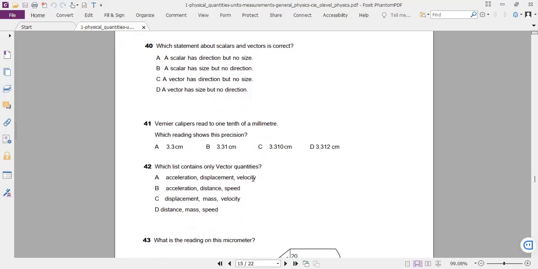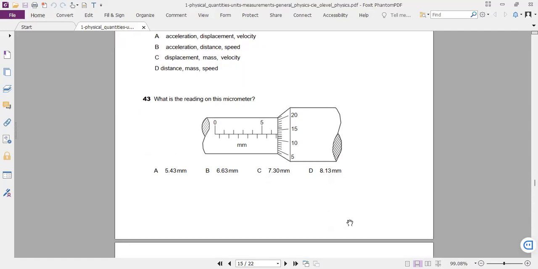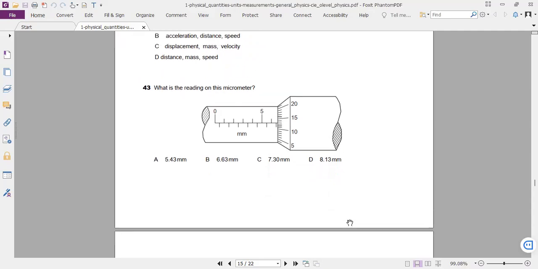Which list contains only vector quantities? You should be able to do this question, and we need to have the reading. So we have 5. I think we have done this question. So we have 6 passed and 6.5. 6.5 already gone. And then we have number 10, 11, 12, 13. Number 13 is matching. So we have 6.5 plus 13 multiplied by the least count, which is 0.05. And that gives you the reading of the micrometer.